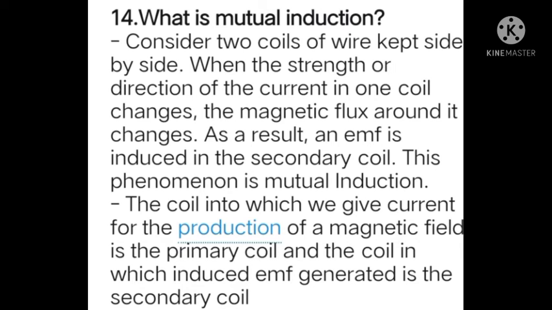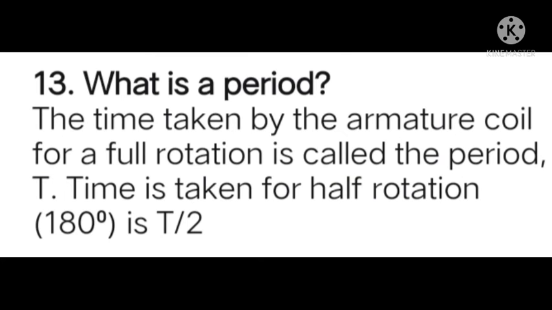What is mutual induction? Consider two coils of wire kept side by side. When the strength or direction of the current in one coil changes, the magnetic flux around it changes. As a result, an EMF is induced in the secondary coil. This phenomenon is mutual induction. The coil into which we give current for the production of magnetic field is the primary coil, and the coil in which induced EMF is generated is the secondary coil. Give primary, get secondary.